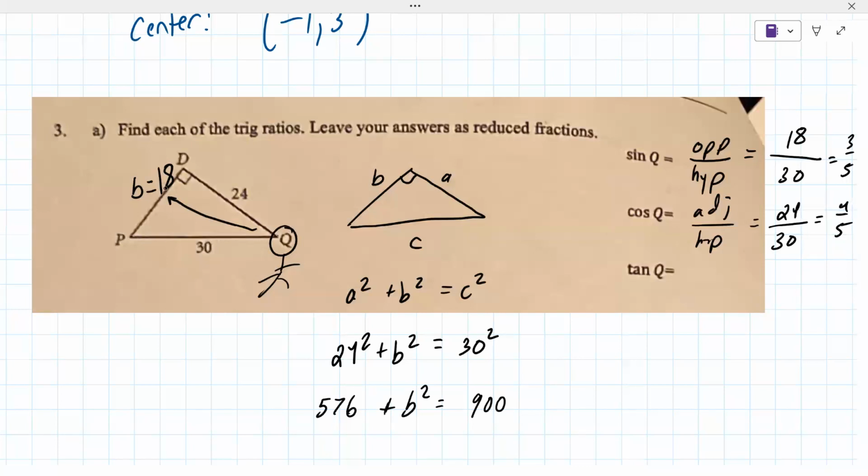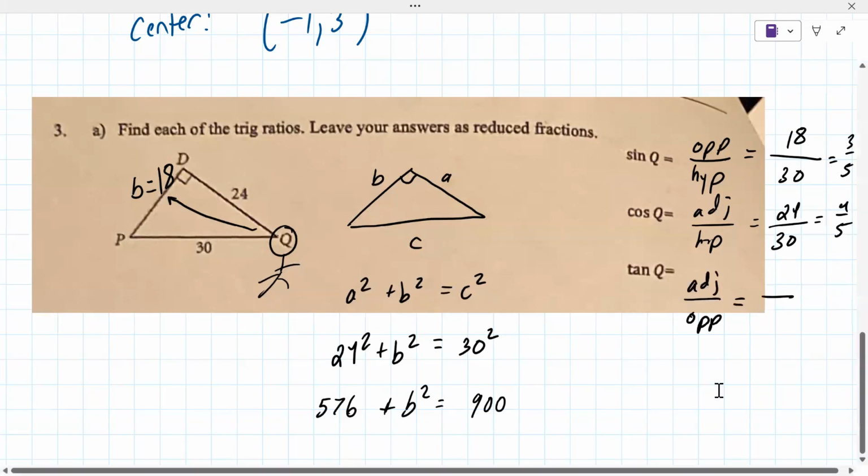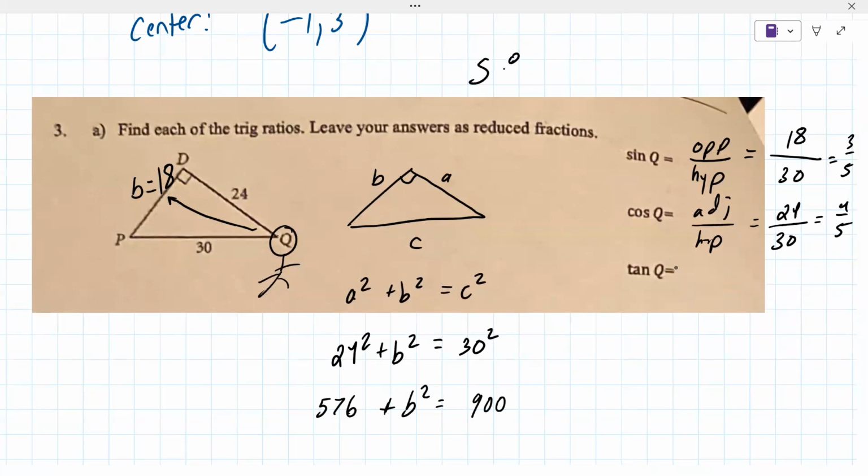And then I guess tangent would be adjacent over opposite. No, I'm sorry, it's the other one. So it's opposite over adjacent, which is 18 over 24, and then that would just be 3/4. Yes. All right.